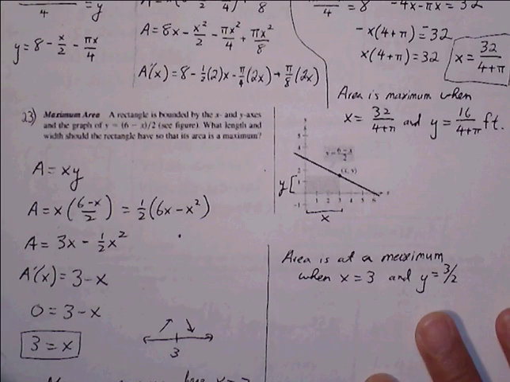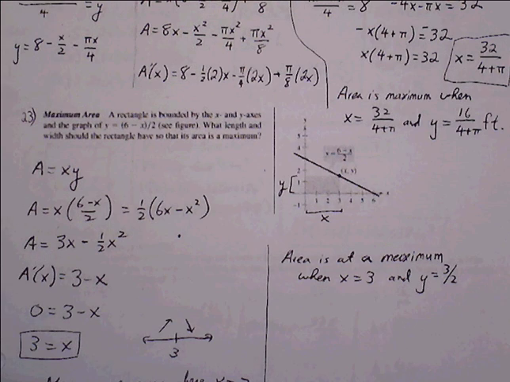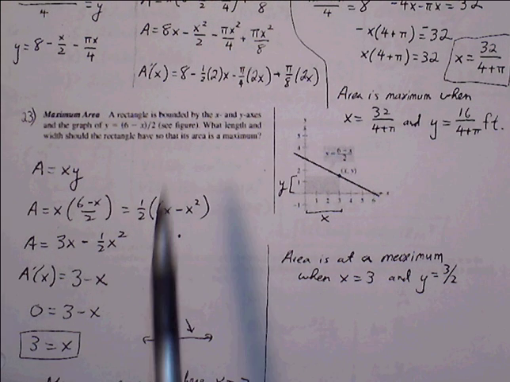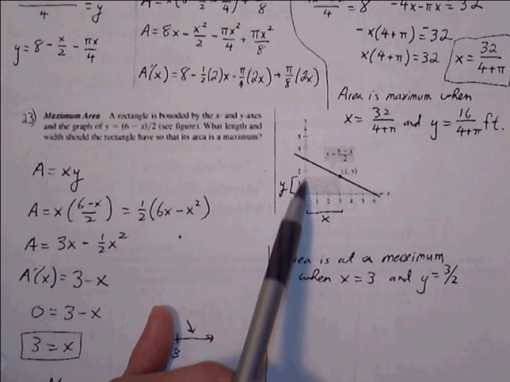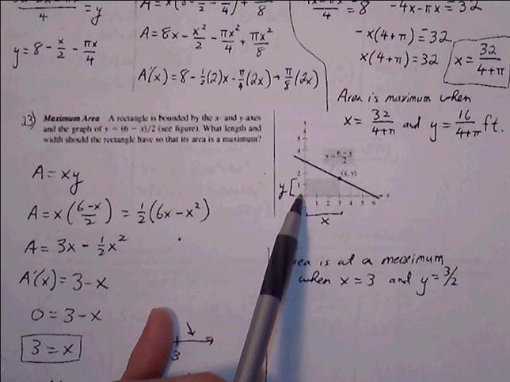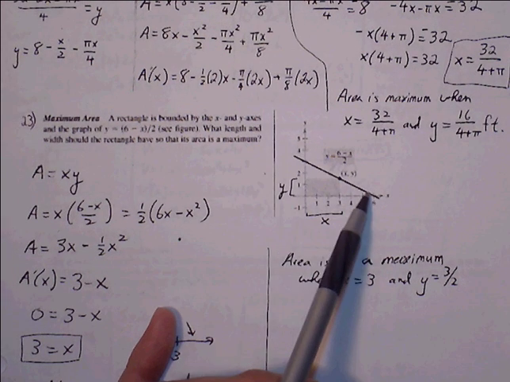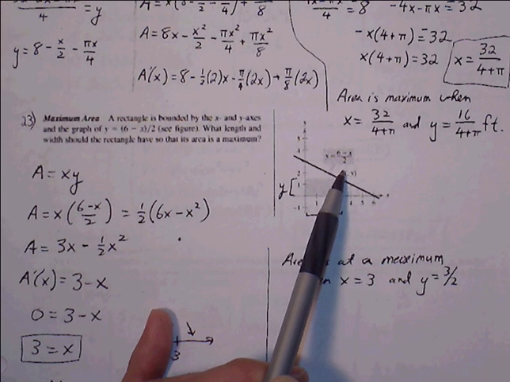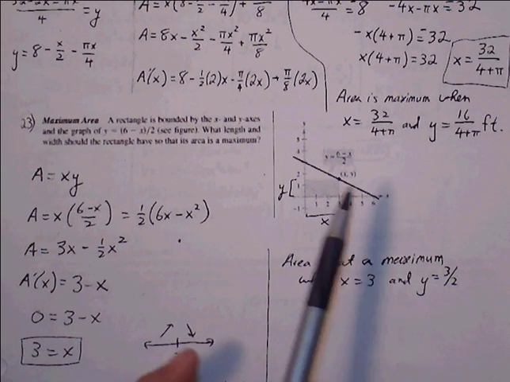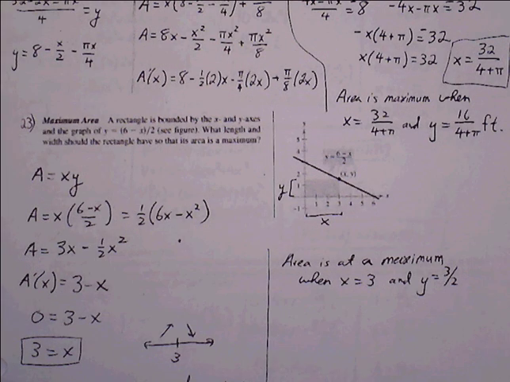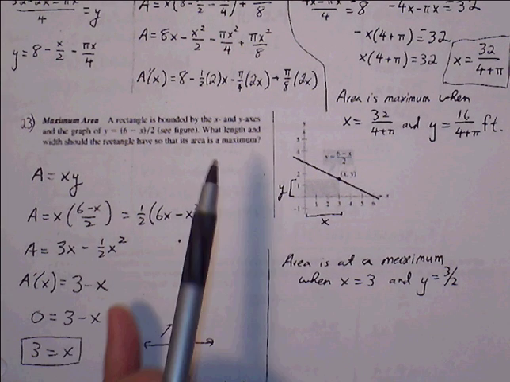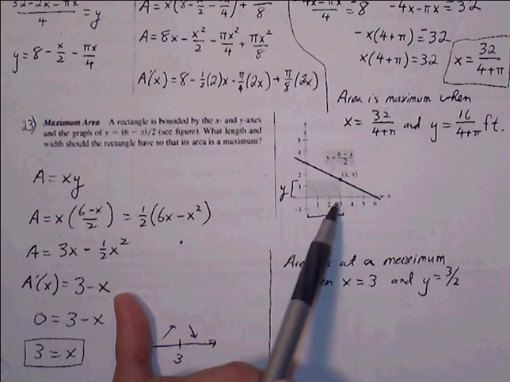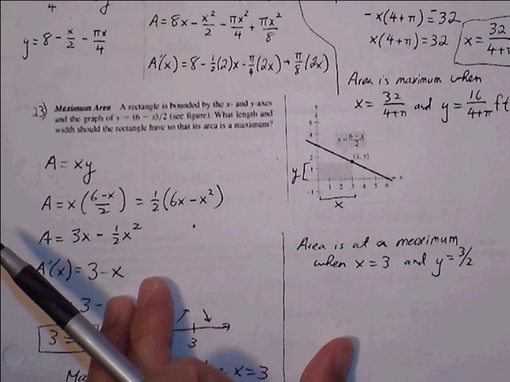All right, 23, maximum area. A rectangle is bounded by the x and y axis. So you have the rectangle here bounded by the x and y axis. We have the graph of y is equal to 6 minus x over 2. What length and width should the rectangle have so that its area is a maximum? So we're trying to optimize the area of this rectangle. Okay, so let's think about the area equation.